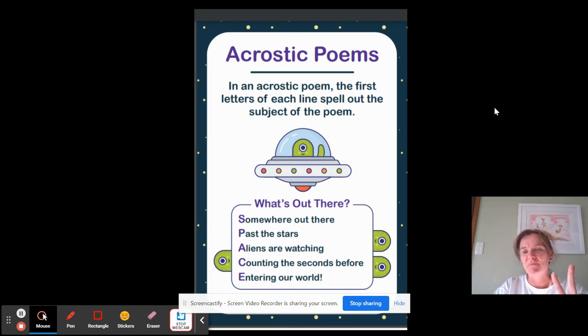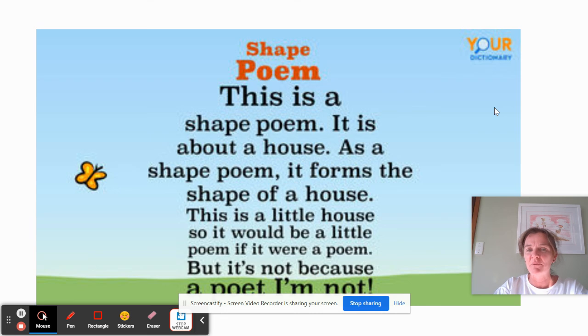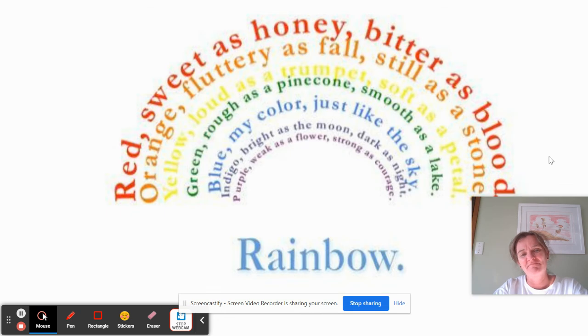And the second poem you're going to do today, the second lot of playing with words, is a shape poem. This is a great one. This is a shape poem. It is about a house. You can see because it's in the shape of a house. As a shape poem, it forms the shape of a house. This is a little house, so it would be a little poem if it were a poem. But it is not because a poet I'm not. It is though. That's why it's a little bit funny.